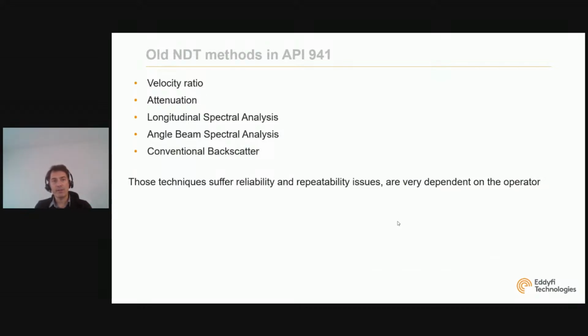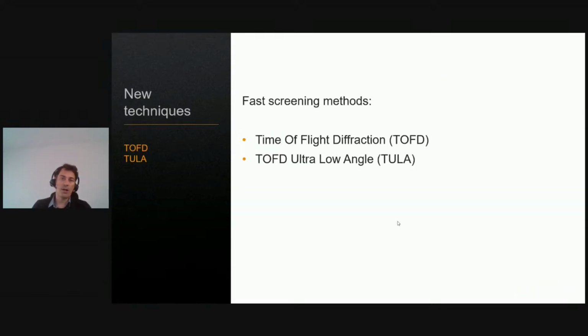So before, there were several NDT methods that were used in API 941 for the detection of HTHA. You have a list right here: velocity ratio, attenuation, some spectral analysis, and some ultrasonic backscattering. A combination of those techniques gave some interesting results, but unfortunately, sometimes they were unreliable or had some repeatability issues and were very dependent on the operator. That's why the API was revised to include more modern techniques. The first two are TOFD, time of flight diffraction, and TULA, so TOFD ultra low angles, which are essentially screening methods. They are being used because they are pretty fast to detect potential HTHA.